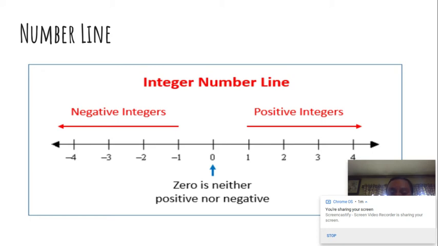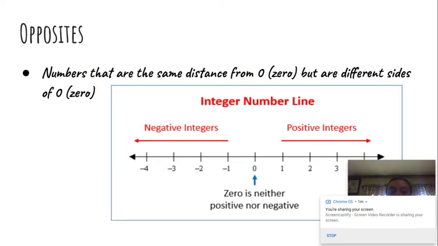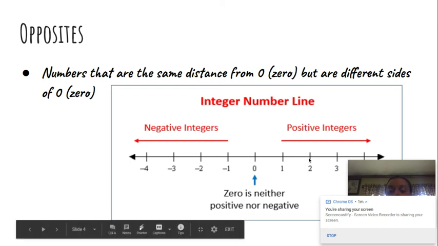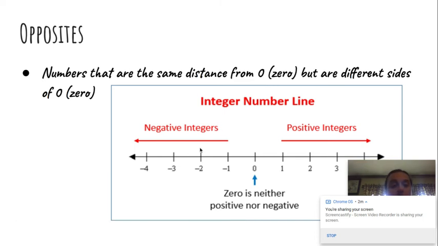Opposites. Opposites are numbers that are the same distance from 0, but are on different sides of 0. So, for example, you have positive 2 over here. What's the opposite of positive 2? Hopefully you say, well, of course, Miss Goodman, it's negative 2. If that's not as easy for you, remember, we're going the same distance from 0.